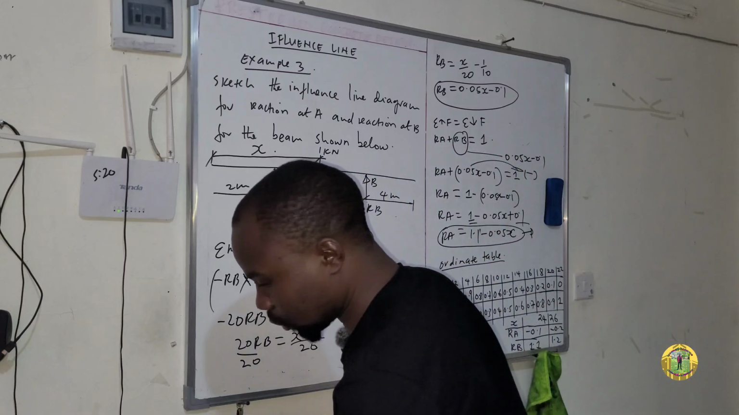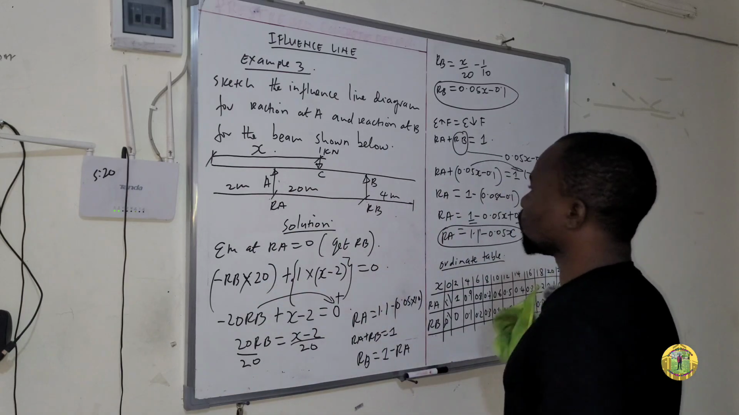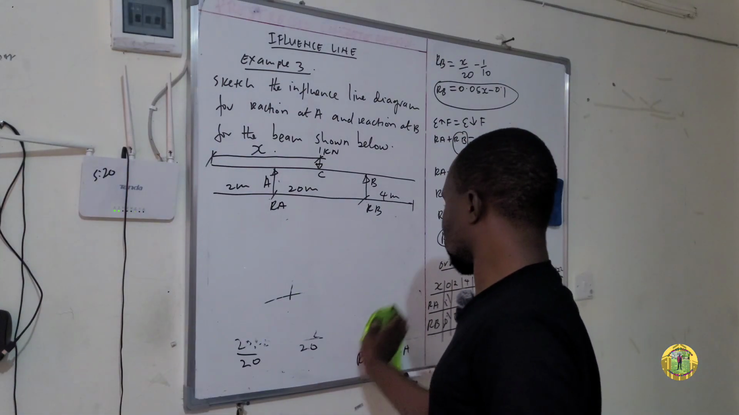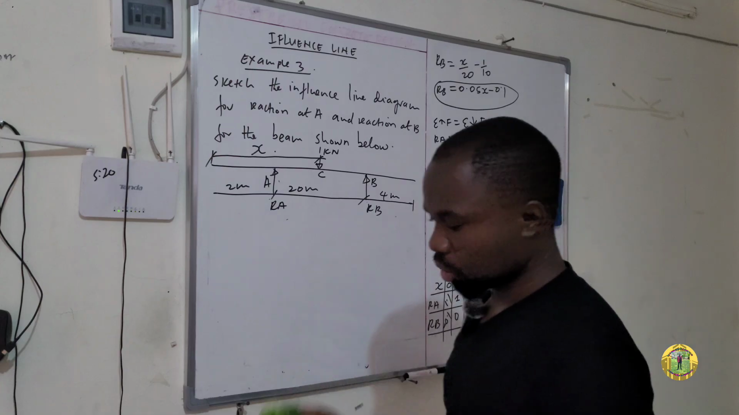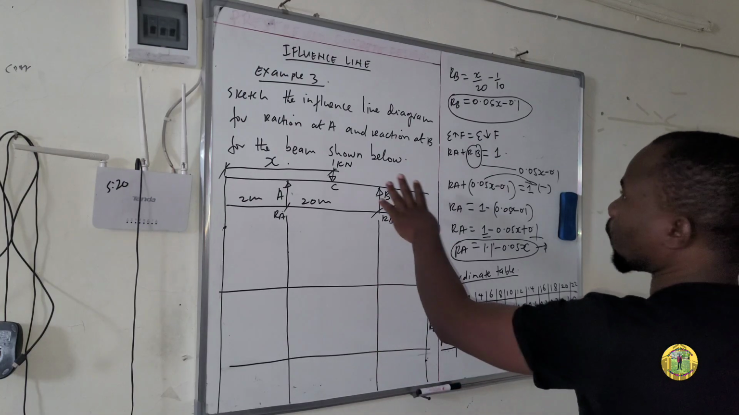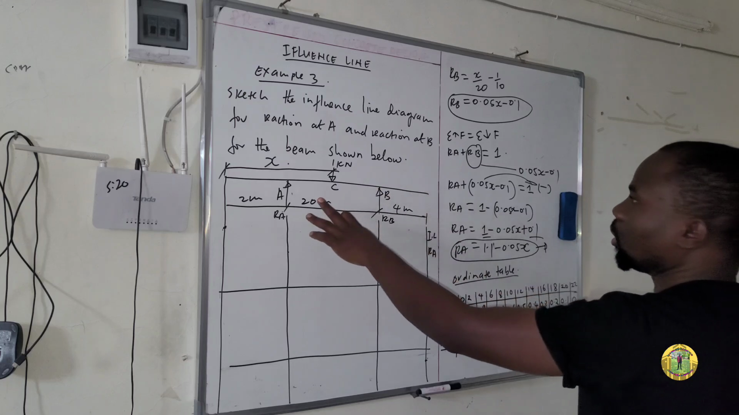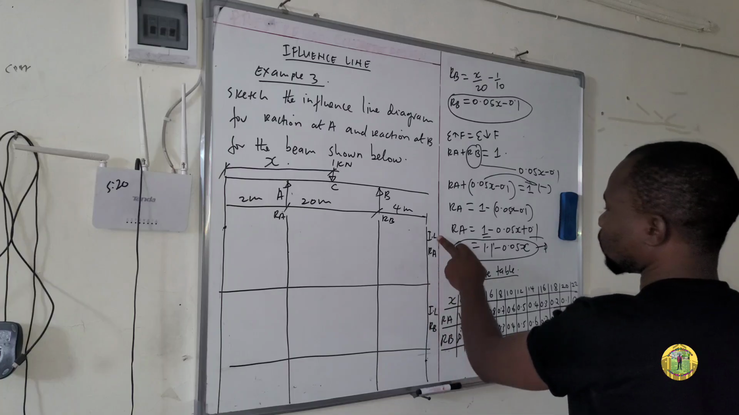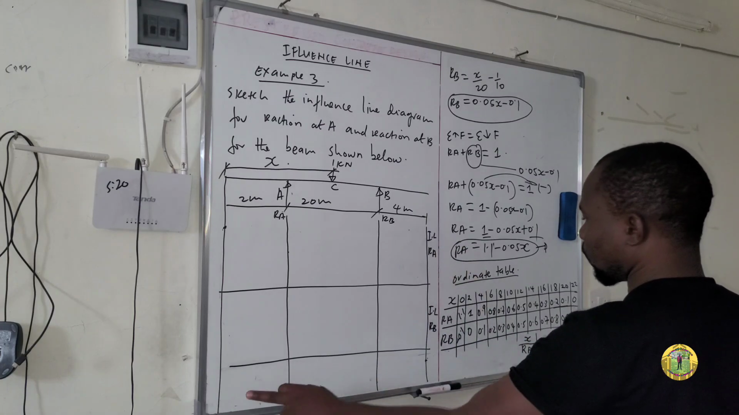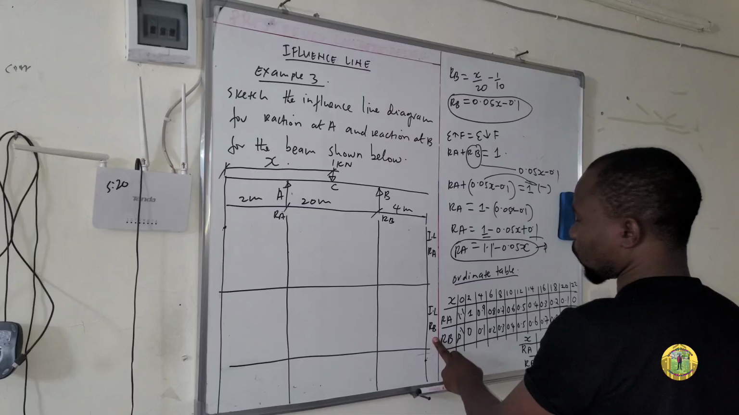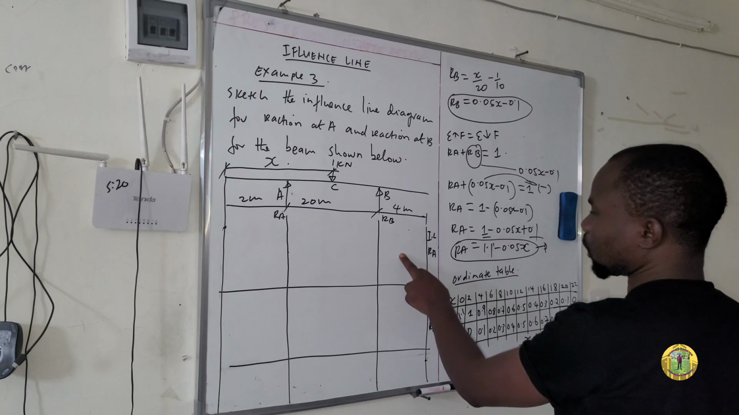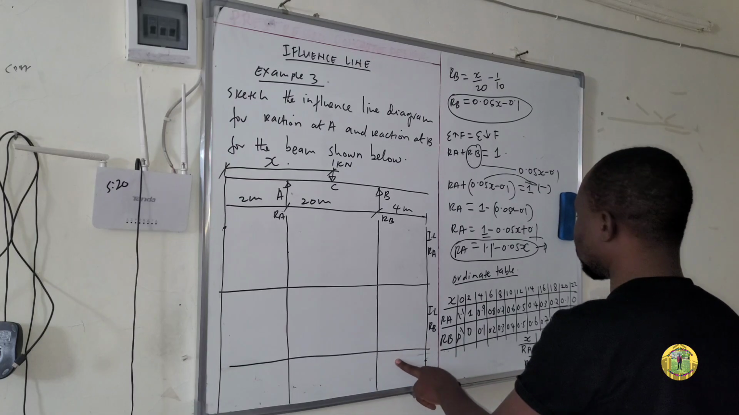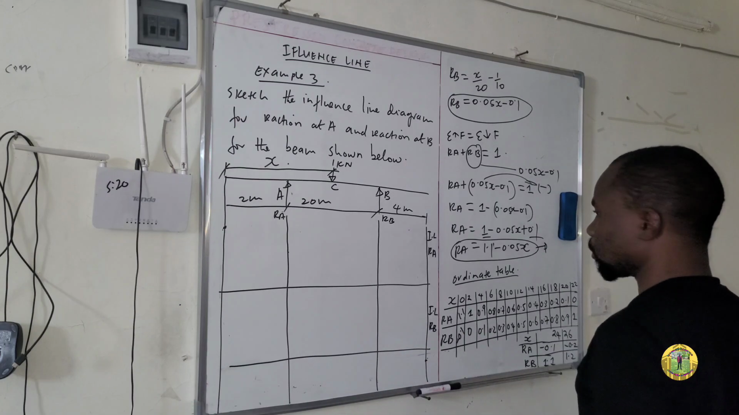What follows next is now to draw the influence line diagram. Let's now draw the influence line diagram for the reaction at A and reaction at B for the beam shown below. So these are the baseline for influence line for reaction A and the baseline for influence line for reaction B. Above this baseline is positive, below is negative. The same to this, above positive, below negative.